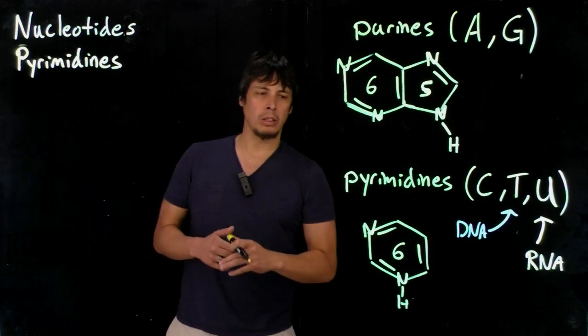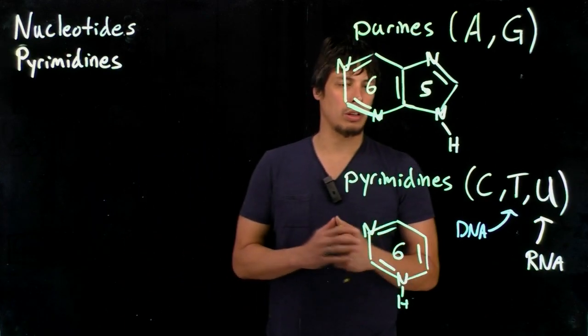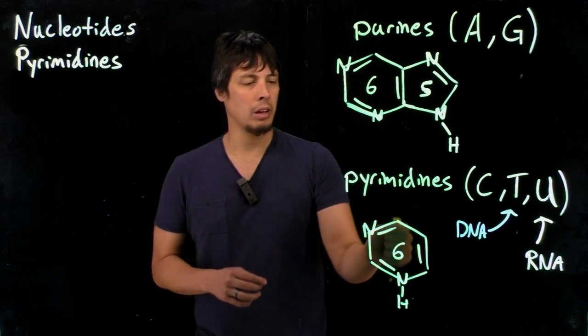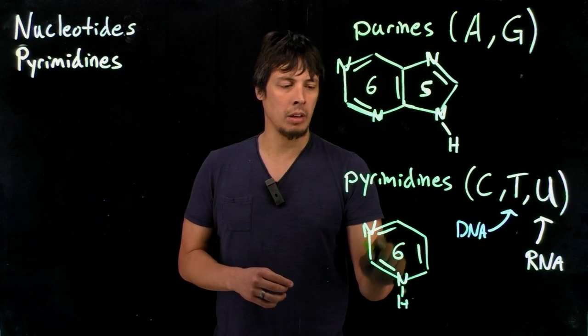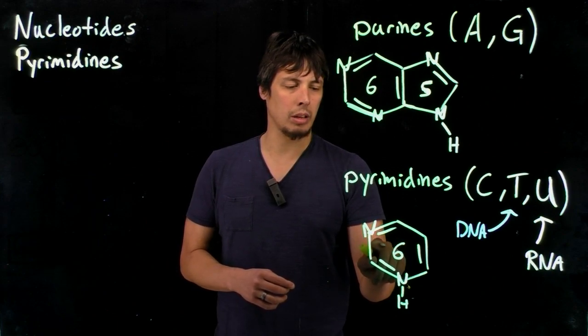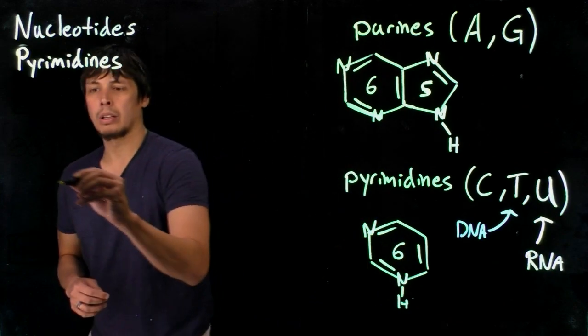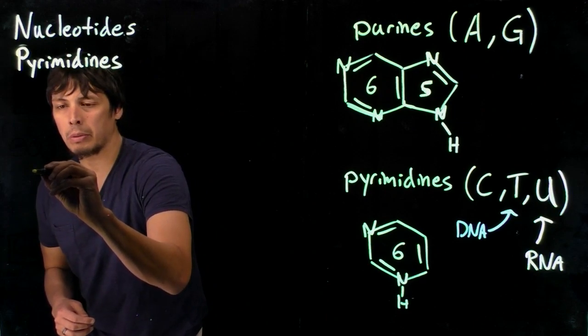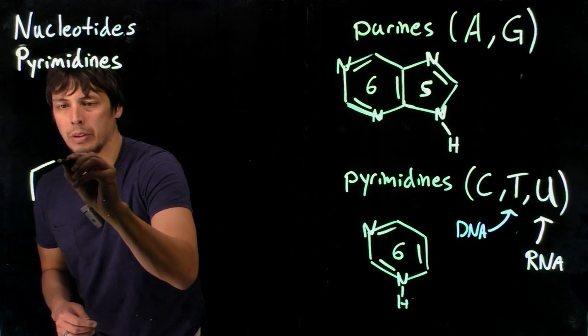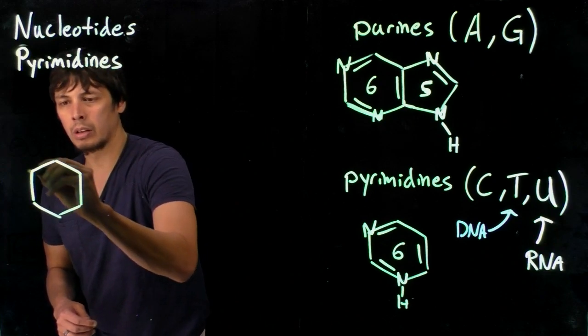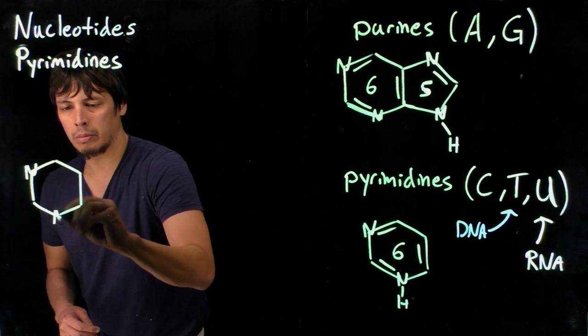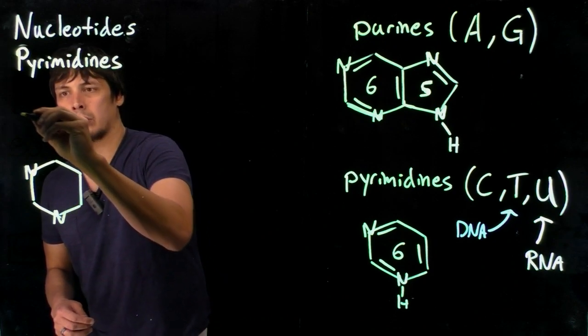Okay, so let's look at the structures for the pyrimidines now. So again, these are going to be a monocyclic ring system with a six-membered ring. Okay, and so we can start by drawing our backbone. We're going to start first with uracil. Okay, so I'm going to draw my six-membered ring and then put the nitrogens in. Okay, and so this will be uracil.